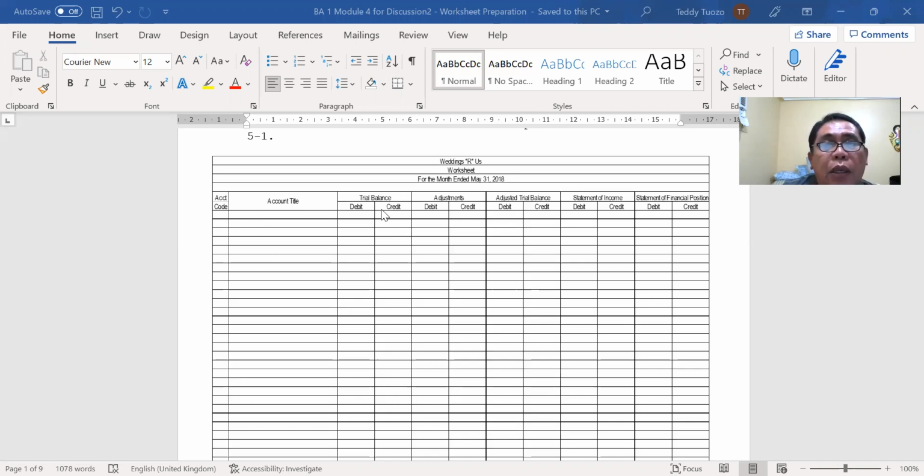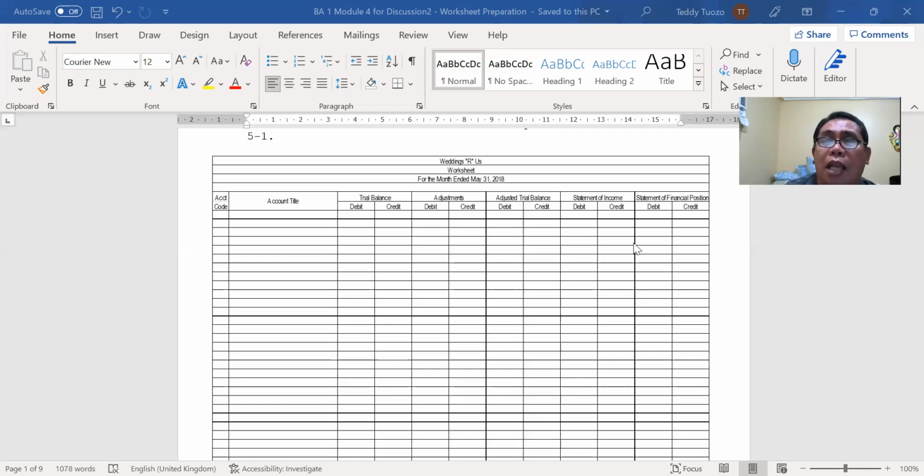And then you have the columns: the trial balance columns and the adjustments columns, the adjusted trial balance columns, the income statement columns, and the statement of financial position columns. Take note, class, that each column has a debit and credit column also, no? So underneath are debit and credit.